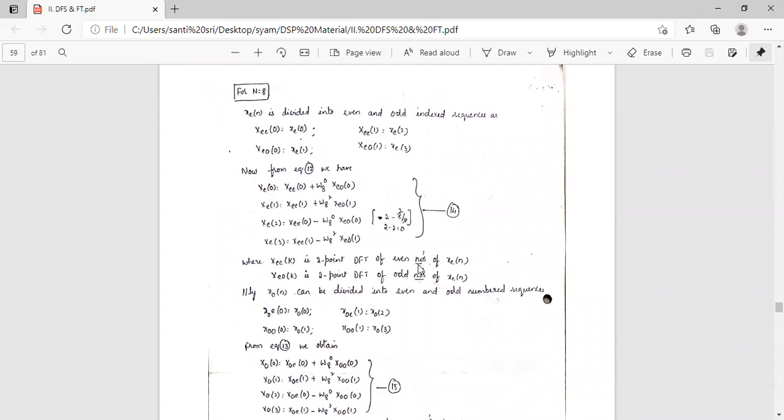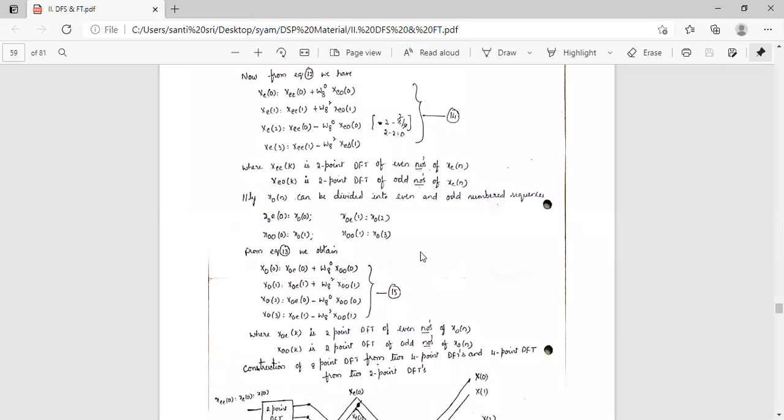Similarly, it is 2 point DFT. So xee of k is 2 point DFT, whereas xe of k is 4 point DFT. Remember, xee of k is the 2 point DFT of even numbers of xe of n, and xeo of k is the 2 point DFT of odd numbers of xe of n. Similarly, xo of n can be divided into even and odd numbered sequences like equation number 14. We will get equation number 15 also, where xoe of k is the 2 point DFT of even numbers of xo of n, and xoo of k is the 2 point DFT of odd numbers of xo of n.